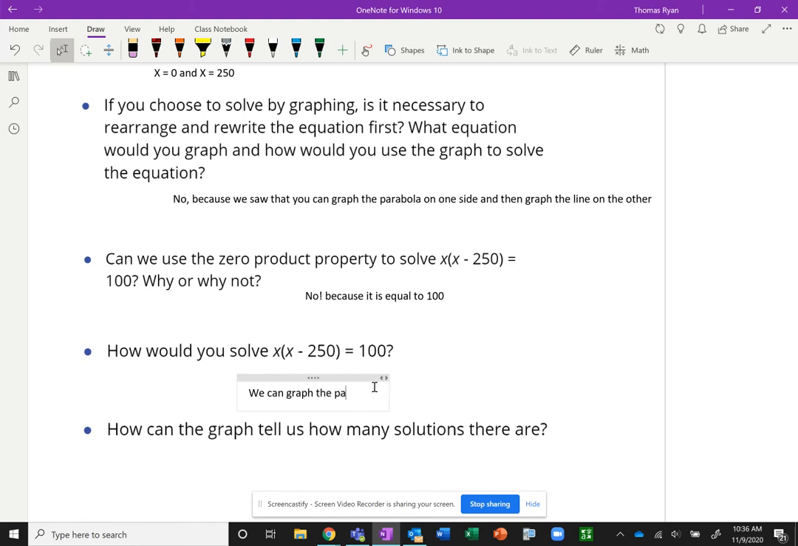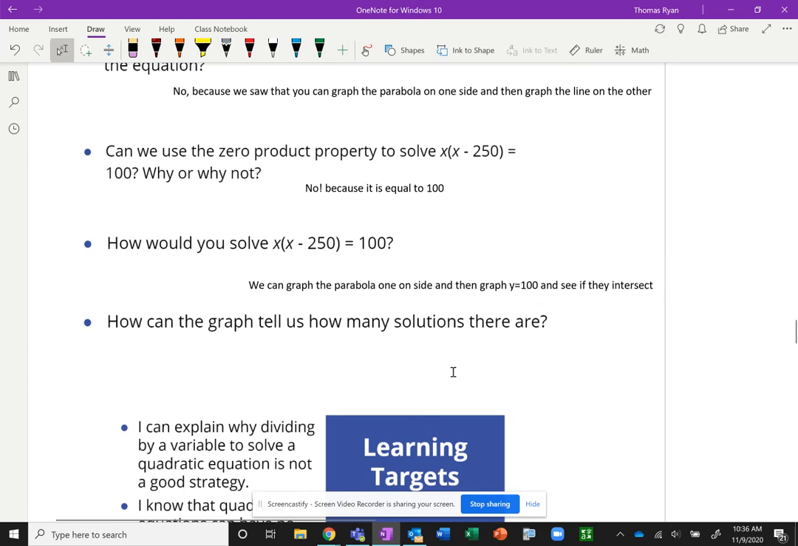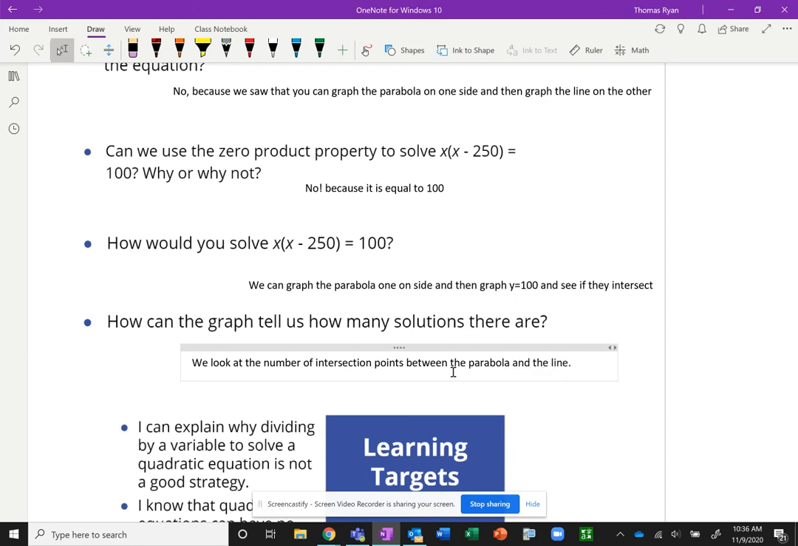We can graph the parabola on one side and then graph y equals 100 and see if they intersect, meaning that there is a solution that makes both of them true. How can the graph tell us how many solutions? We look at the number of intersection points between the parabola and the line. Could be 2, could be 1, could be none. Maybe they don't intersect at all.